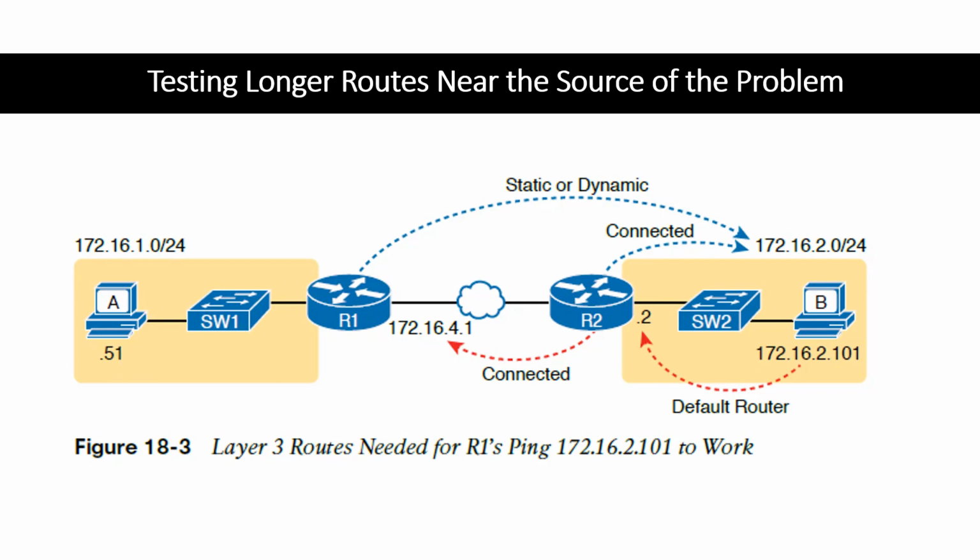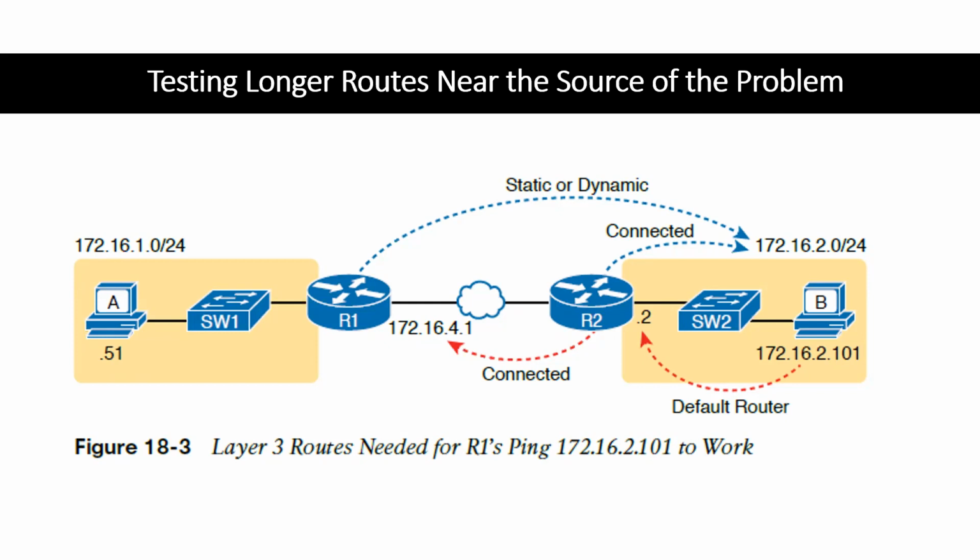But remember, I want you to keep reading the title of this: testing longer routes near the source of the problem. What's the next thing that's next to the destination? It's behind switch 2. Antoine put a management IP so he can SSH into switches on his network. He needs to get as close to the problem as possible. So he's going to go ahead. Maybe he can't reach the PC. He knows the PC is hanging off switch 2. He's going to go ahead and SSH in there and check layer 1 and layer 2.